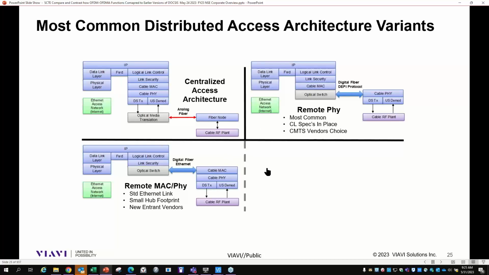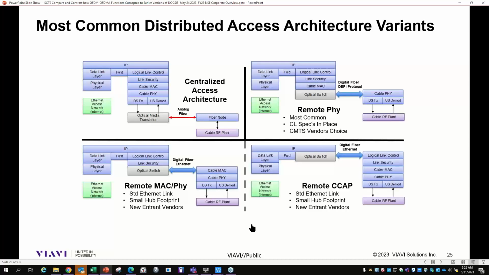So it's kind of a mix between the two, but ultimately the ability to move the MAC layer into the optical node at that point. And then we're going to go ahead and move completely more features out to remote CCAP at that point. So this is the architecture that we're moving forward to, all right, in the future.